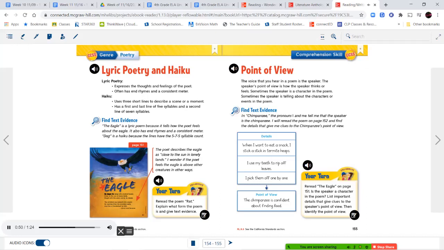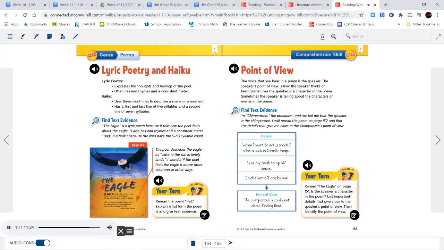The Eagle. He clasps the crag with crooked hands, close to the sun in lonely lands, ringed with the azure world he stands. The wrinkled sea beneath him crawls. He watches from his mountain walls, and like a thunderbolt he falls.